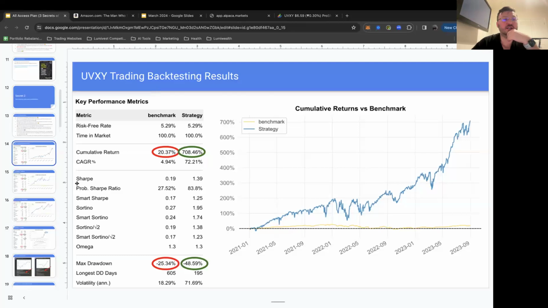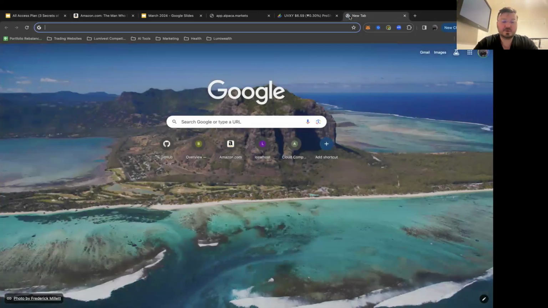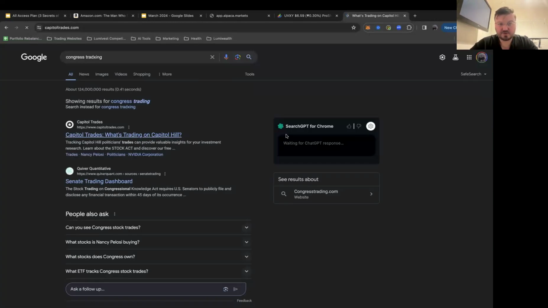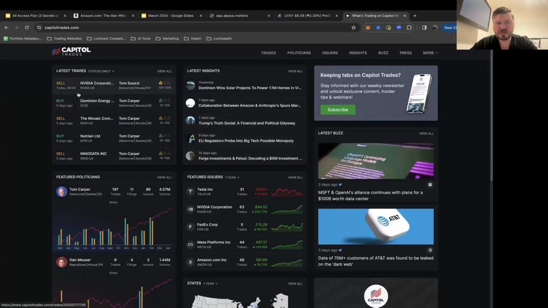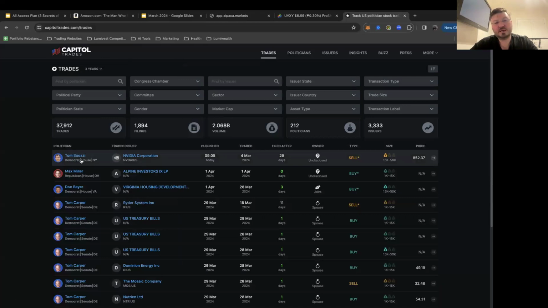Okay, so that's one of our strategies. Here's another one that we've done. Here's our Congress trading strategy. Basically, what it does is it looks at what members of Congress are buying, right? There's actually websites you can go to. You go like Congress trading. Here's one of them. There's a bunch of websites. And basically, you can go to Capitol Trades. You can see all the latest trades by all the different senators and members of House. You can see this guy's selling NVIDIA, right?